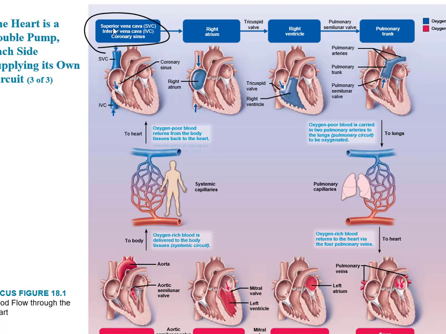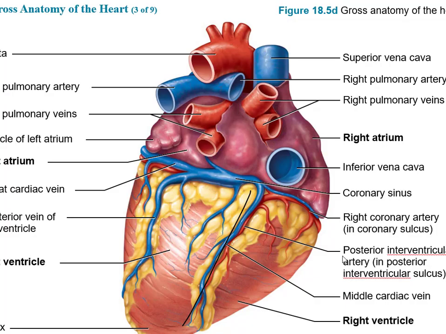So these will be your superior vena cava, inferior vena cava, and coronary sinus. Now, the coronary sinus, I did not mention that earlier. If you look at the posterior view of the heart right here, you'll notice that this blue structure right here is your coronary sinus. This is a thin-walled vein that collects blood from your heart muscles and dumps it into the right atrium. So this coronary sinus, bringing in deoxygenated blood from the heart, dumps directly into your right atrium.